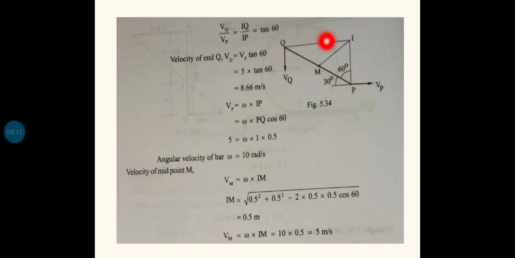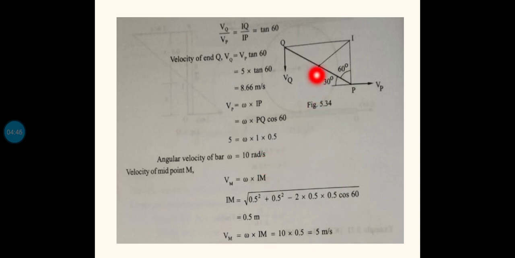So considering this triangle using trigonometry, we know the length of the rod is given as 1 meter, that is PQ equal to 1 meter. If you consider cos 60, then cos 60 equal to adjacent by hypotenuse, that is IP by OP, and OP is 1. Cos 60 equal to IP by 1, so IP equal to cos 60 into 1, so you will get IP equal to 0.5. So instead of IP, I will substitute PQ into cos 60, that is 1 into 0.5. So finally you will get omega equal to 10 radian per second.